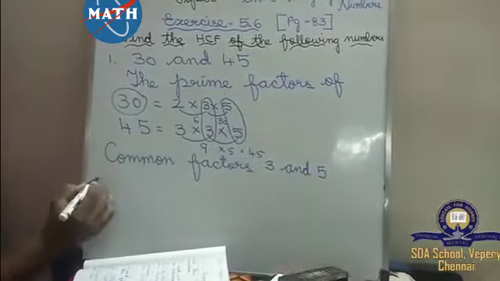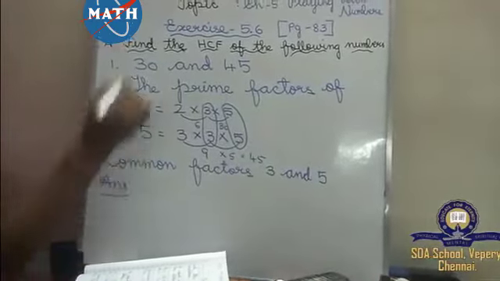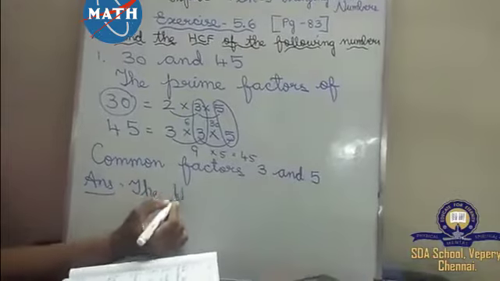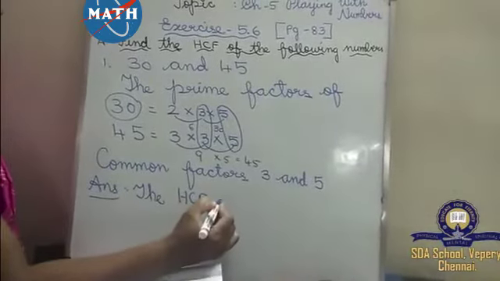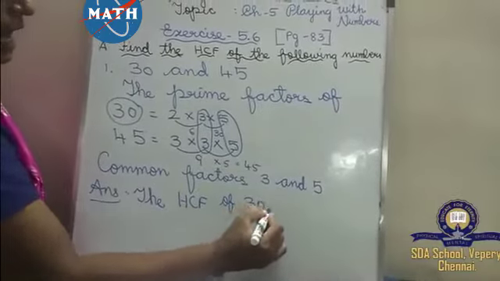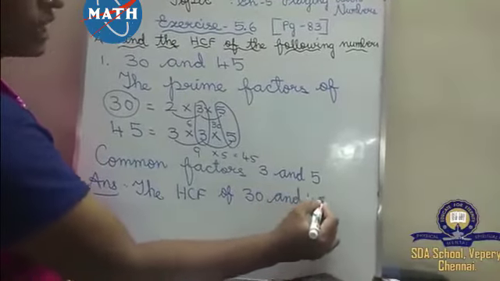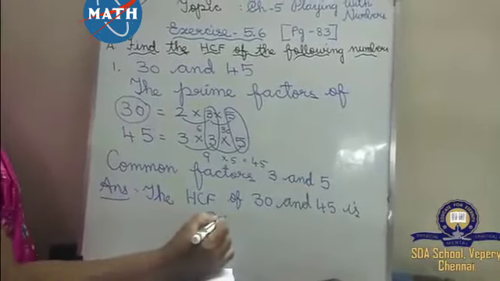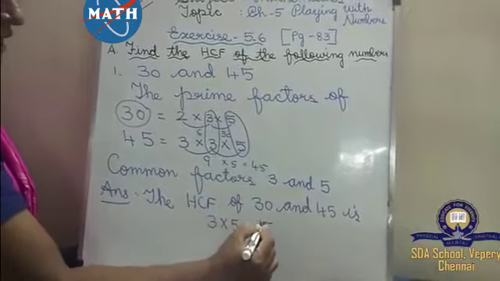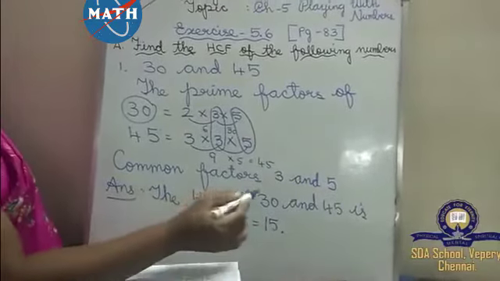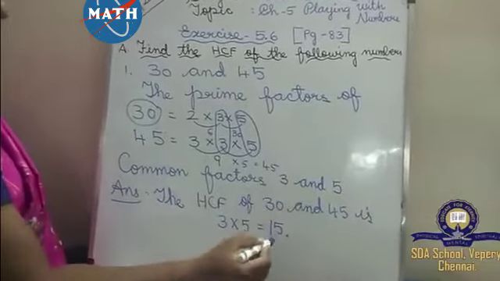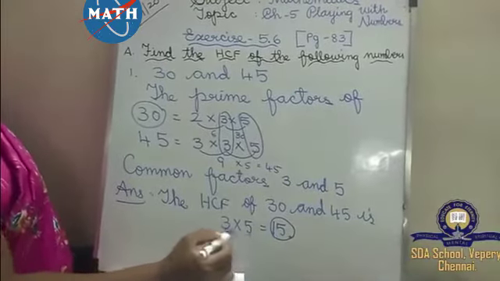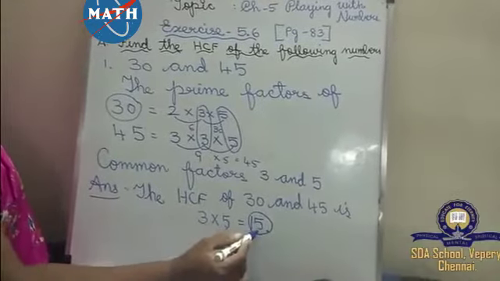So what's the answer, children? Now we have to find the HCF. The highest common factor of 30 and 45 is what? How do we find it? See, 3 and 5 are there. So what do you have to write? 3 and 5, 3 5s how much? 15. So the highest common factor of 30 and 45 is 15. You have to multiply these 2 common factors, and if you multiply them, we get 15.